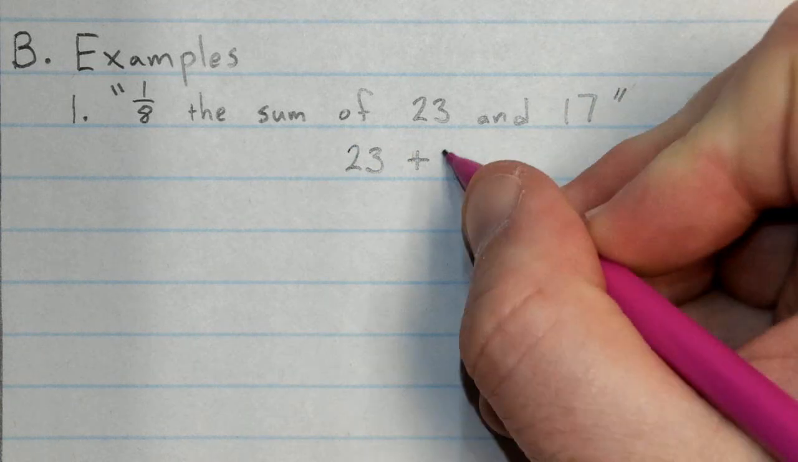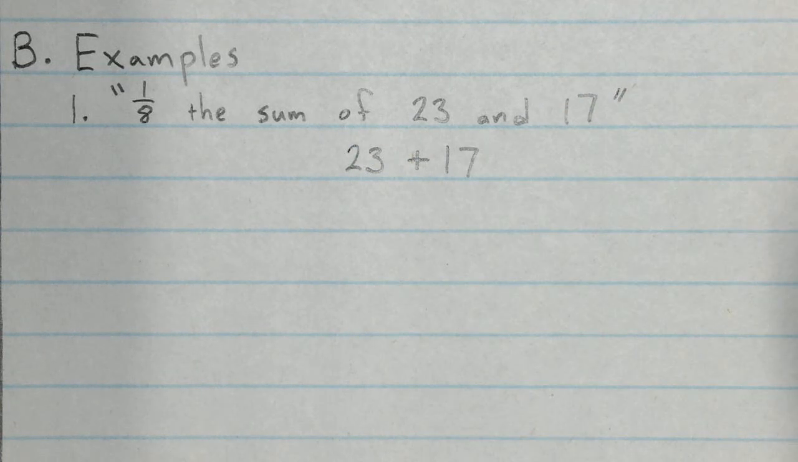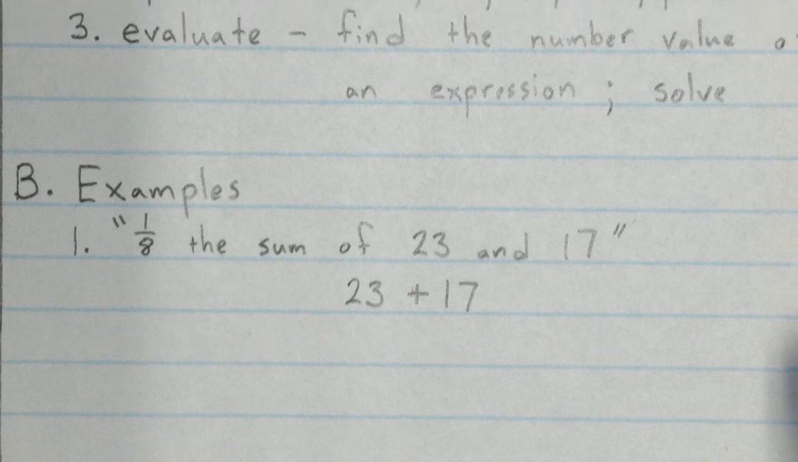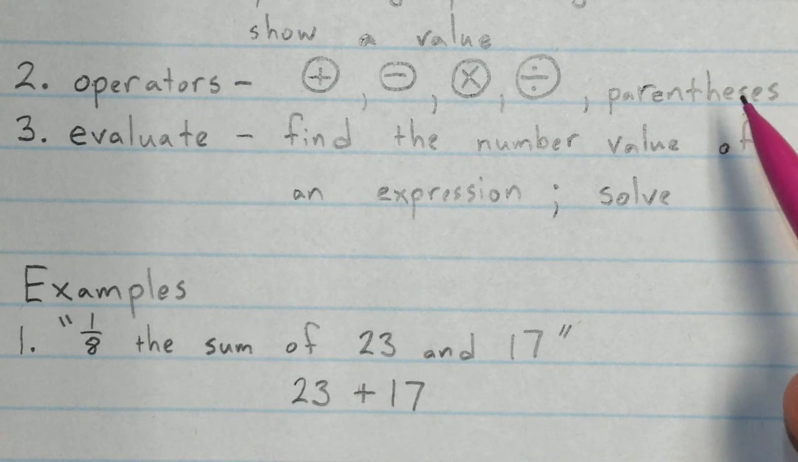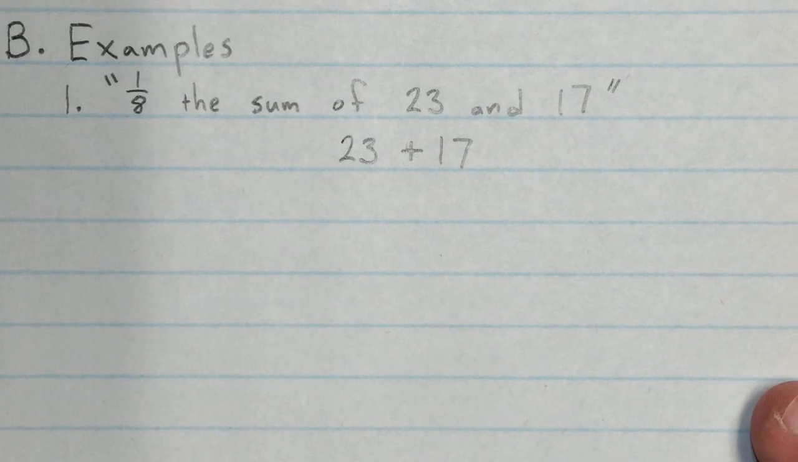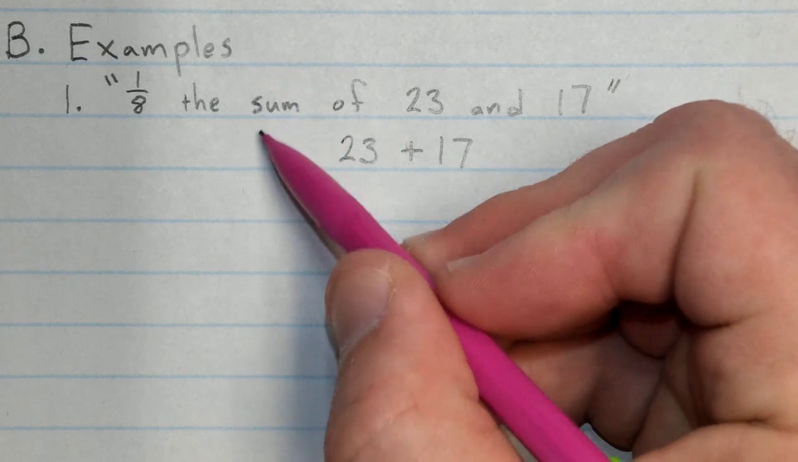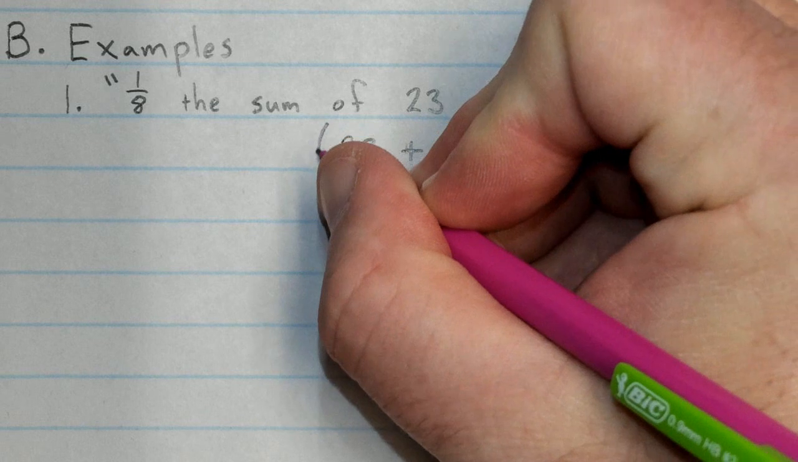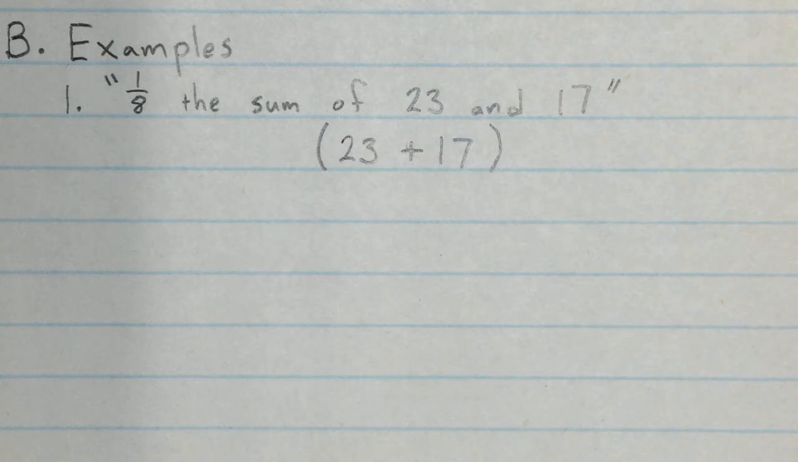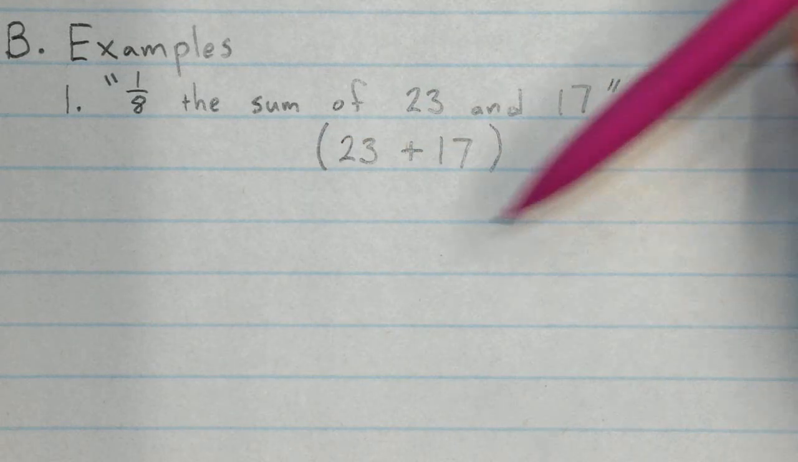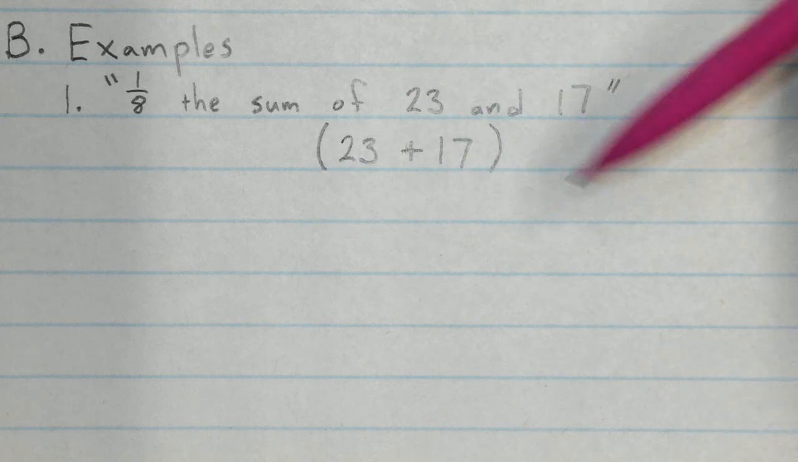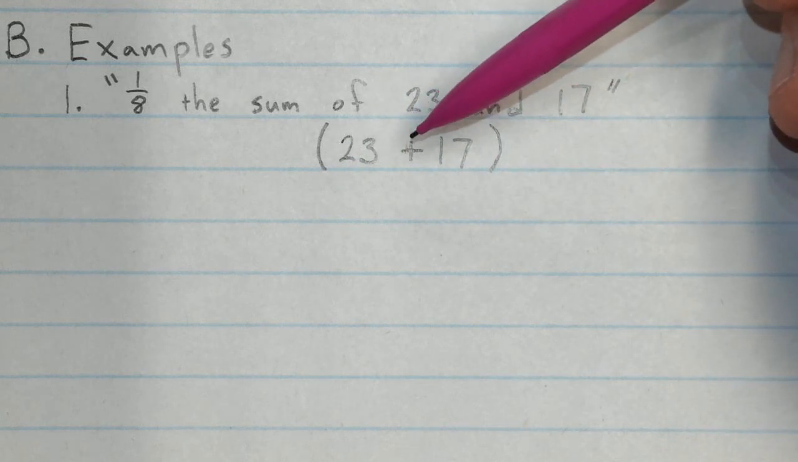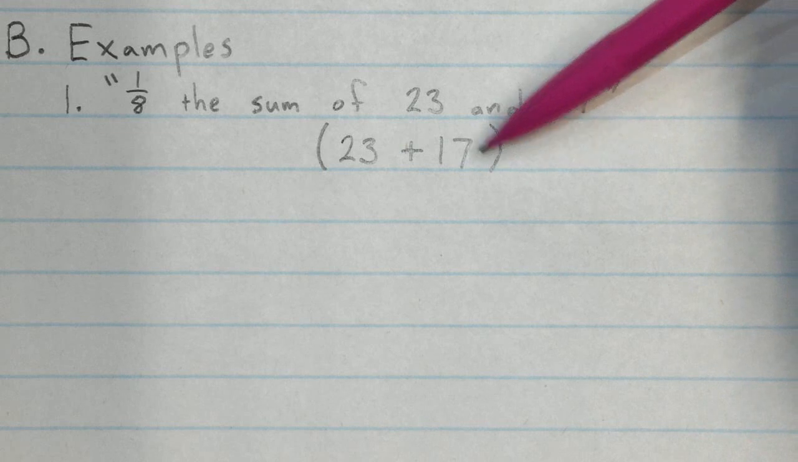The sum of 23 and 17. Now earlier I talked about parentheses as one of our operators. We are going to use that to show that the sum of 23 and 17, this is one value. Now it's not written as one value, it's two numbers being added together, but it has a single value. If you were to evaluate it, you would see that this is 40.